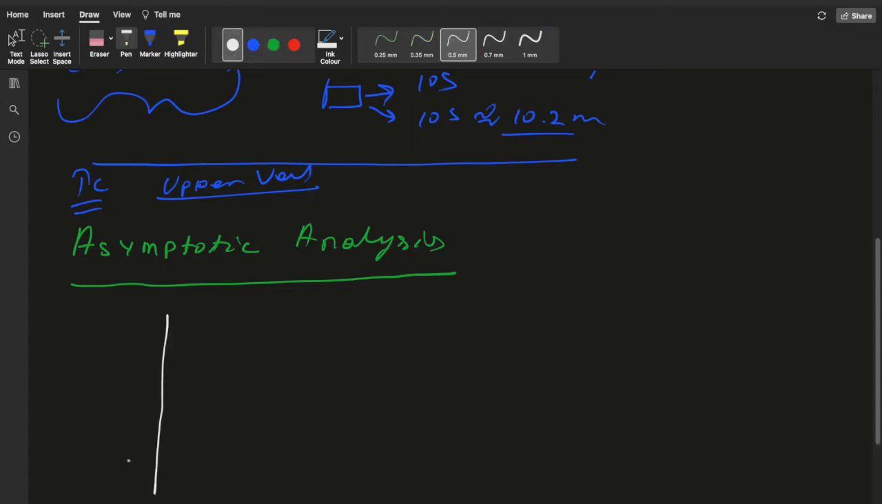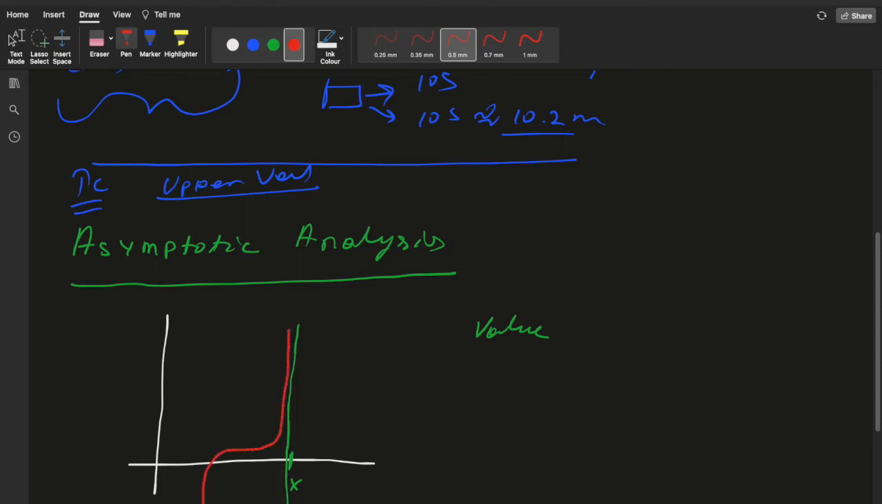Okay, I have one graph, and I have one point. Let's say this is my point, and this is the x point. I have one value, and basically it is going like this. But if you observe, this line is not coming to here. It is always inside this space.